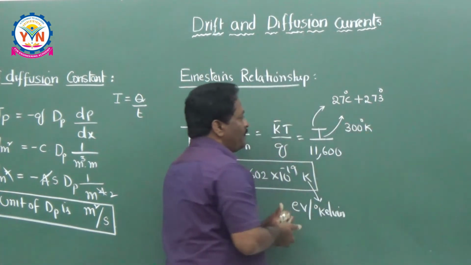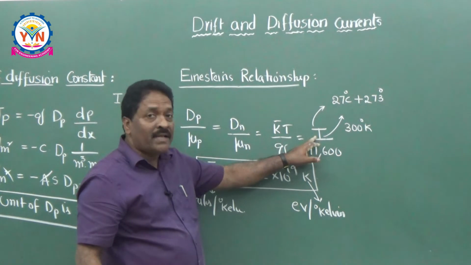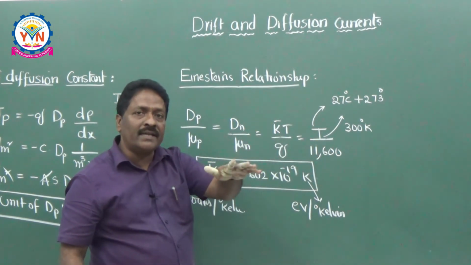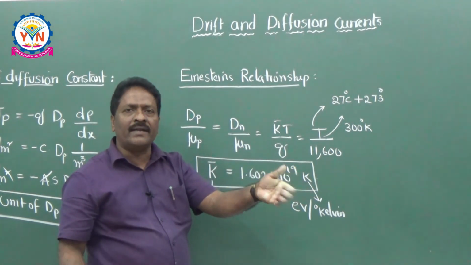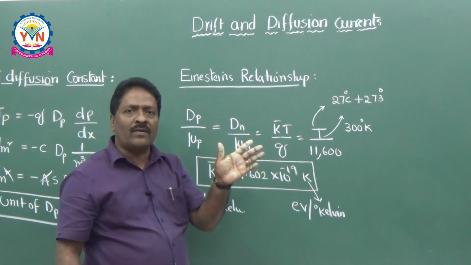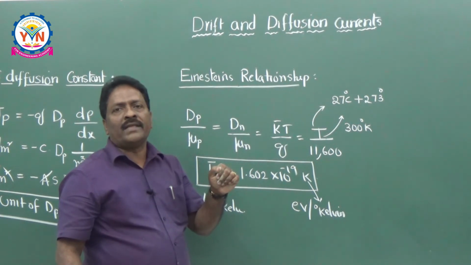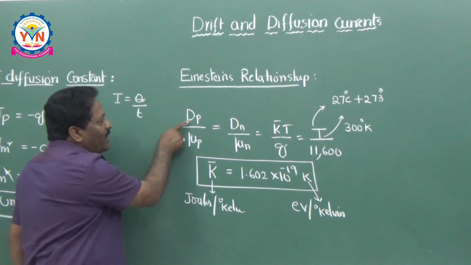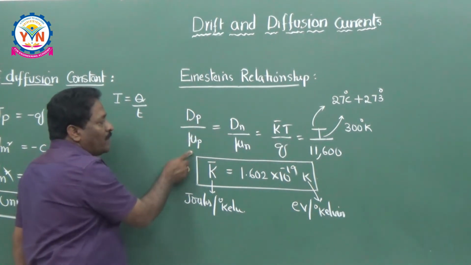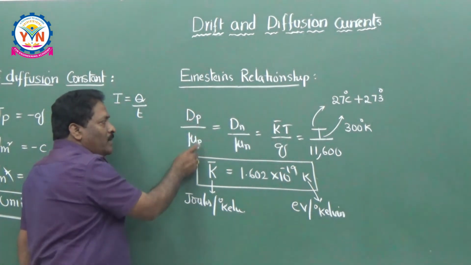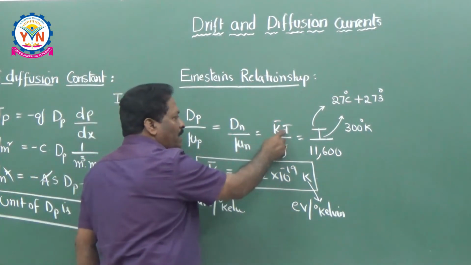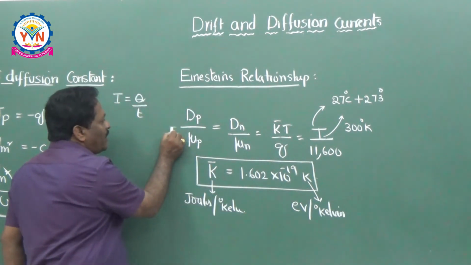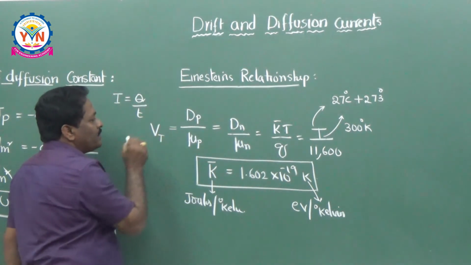Very simple, friends. You have to substitute the temperature in Kelvin. If the temperature is given in degrees centigrade, simply add 273 to get it. It is a very simple fundamental that you learned during your school days. So once you know this, then happily you can have a relation between the diffusion constant and the mobility. That's why remember, Dp by μp is equal to Dn by μn is equal to kT by q is equal to T by 11,600, and this is fundamentally equal to Vt.